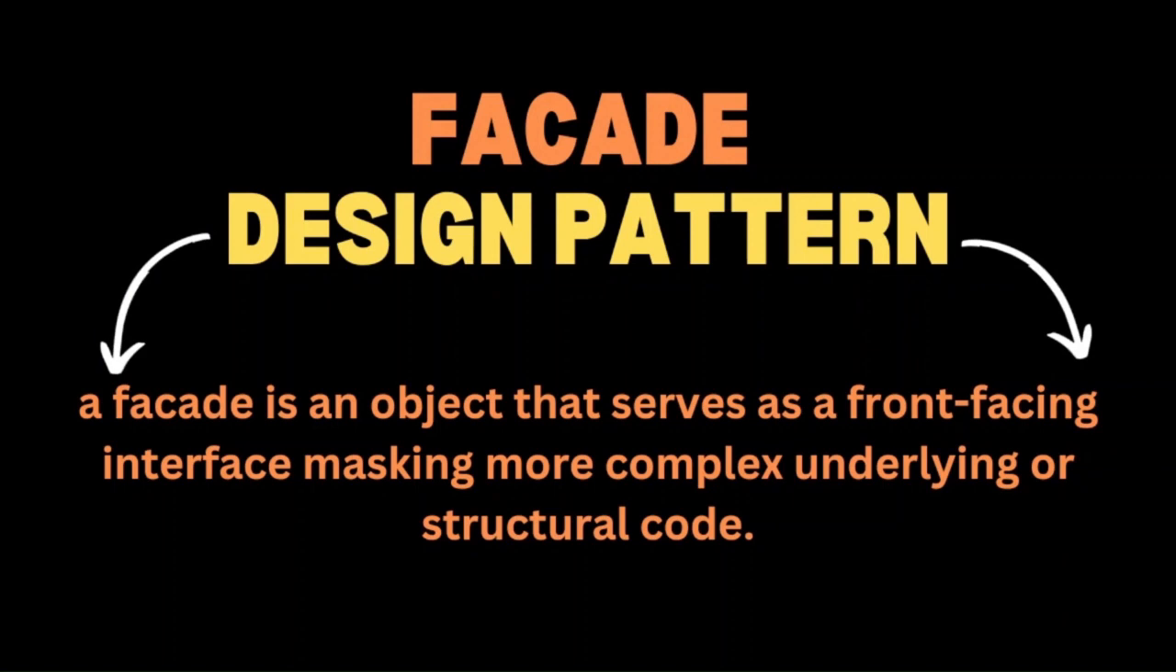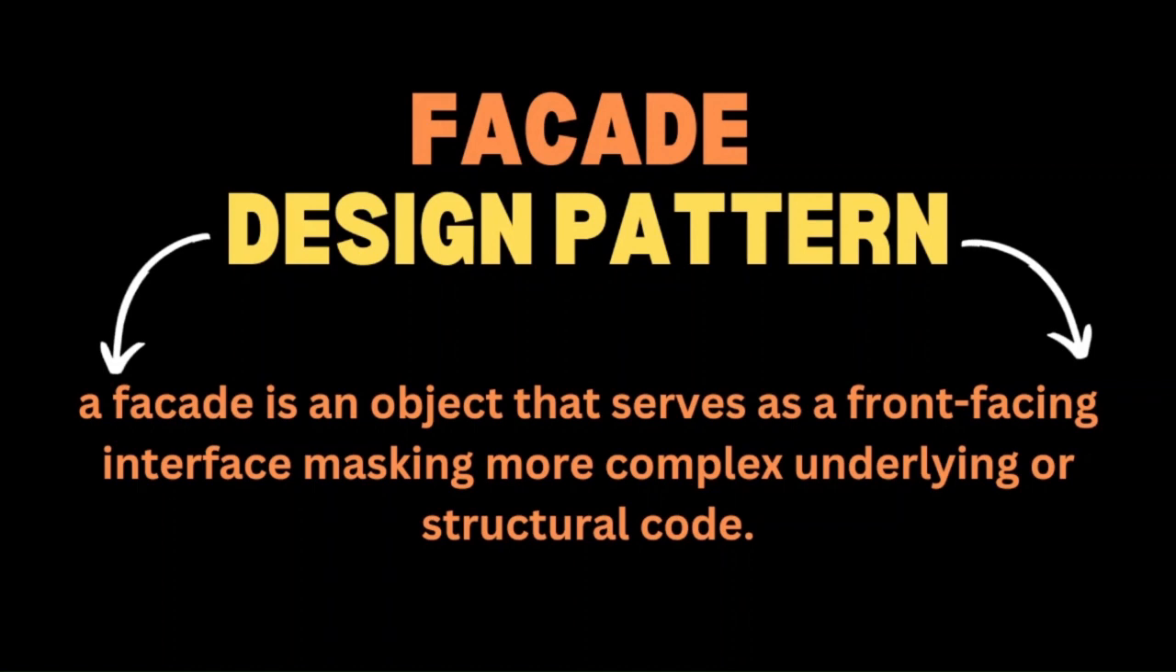The facade design pattern. A facade is an object that serves as a front-facing interface, masking more complex underlying or structural code. In our program, we can implement the design pattern to tie it all together. By introducing the design pattern called the facade, we'll be able to provide a simplified and unified interface to a complex system. In our case, it will be a gateway to an ATM transaction process, hiding the underlying complexity and making our code more user-friendly.